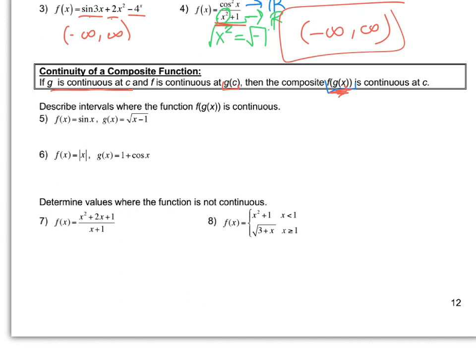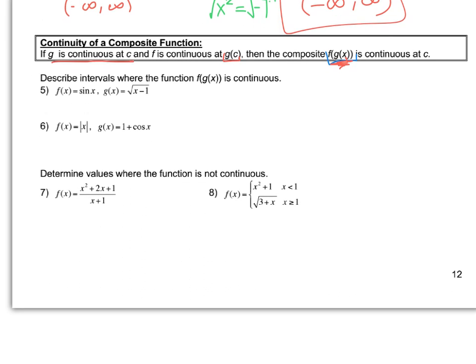So if we look at this first example here, describe the intervals where f of g of x is continuous. The important thing here is that if the inside function is not continuous at a certain value, then the whole composite function isn't going to work either. So you really need to think about the domain of that inside function. With x minus 1 under a square root, x cannot be any less than 1, otherwise you would get non-real values.